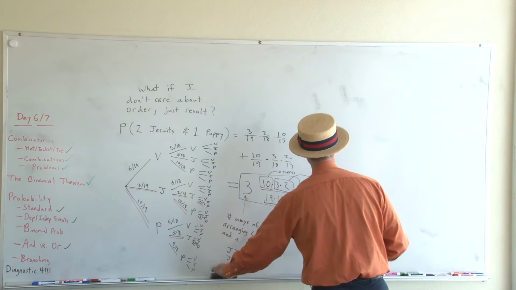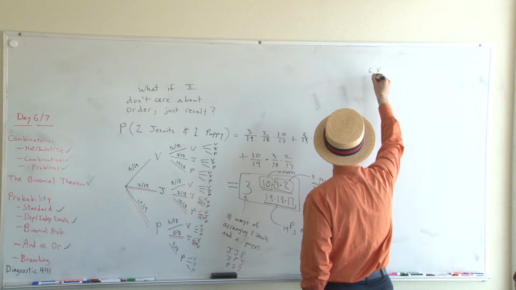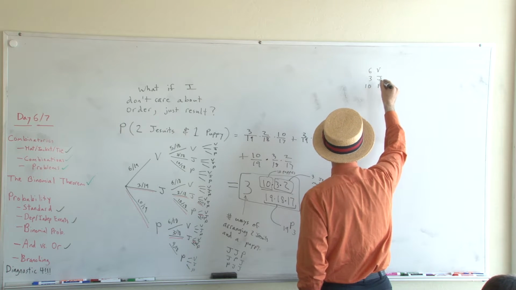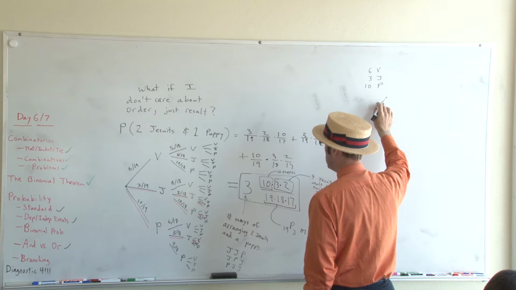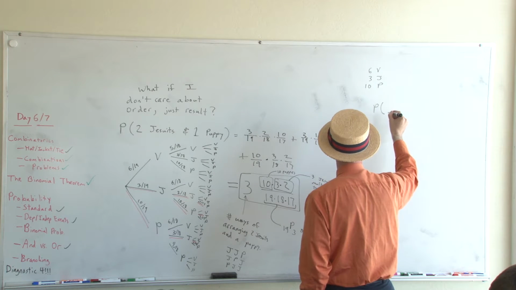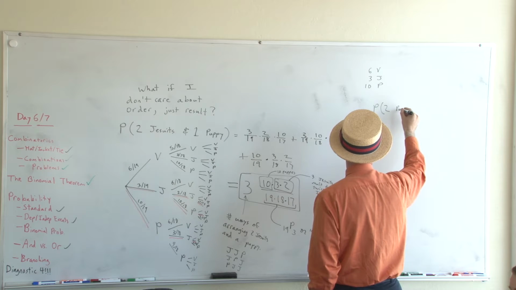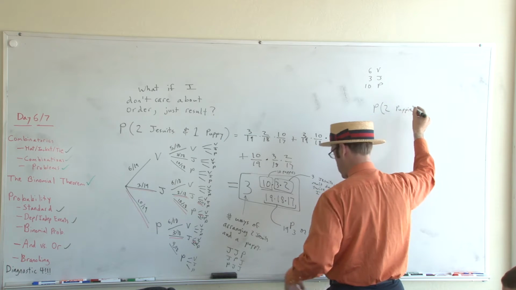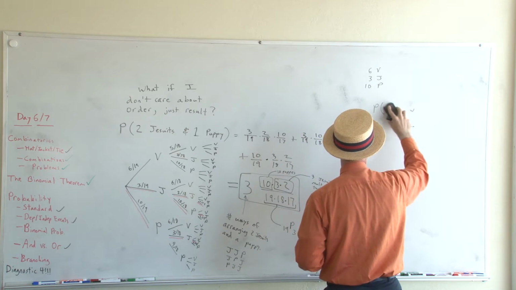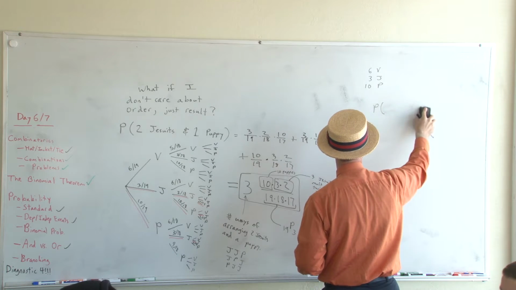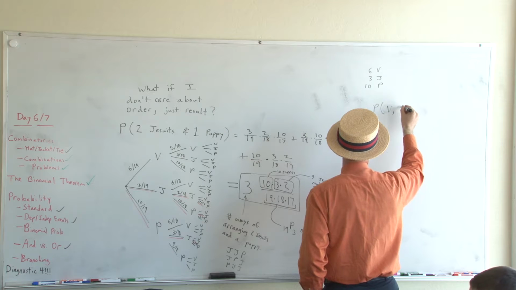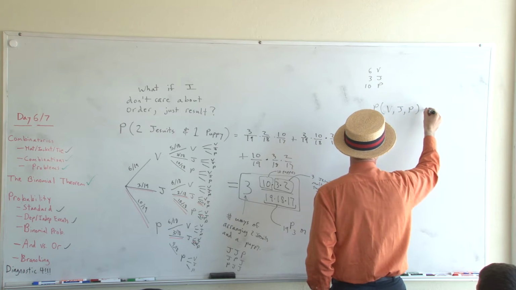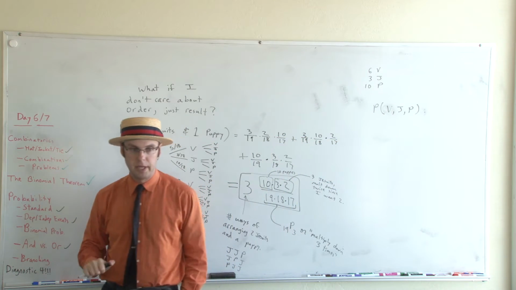We can just cheat a little bit. So again, I'm going to remind you there were 6 vamps, 3 Jesuits, and 10 puppies. And we're going to see what's the probability of getting 2 puppies. Now let's do one of each. What's the probability of getting a vamp, a Jesuit, and a puppy?